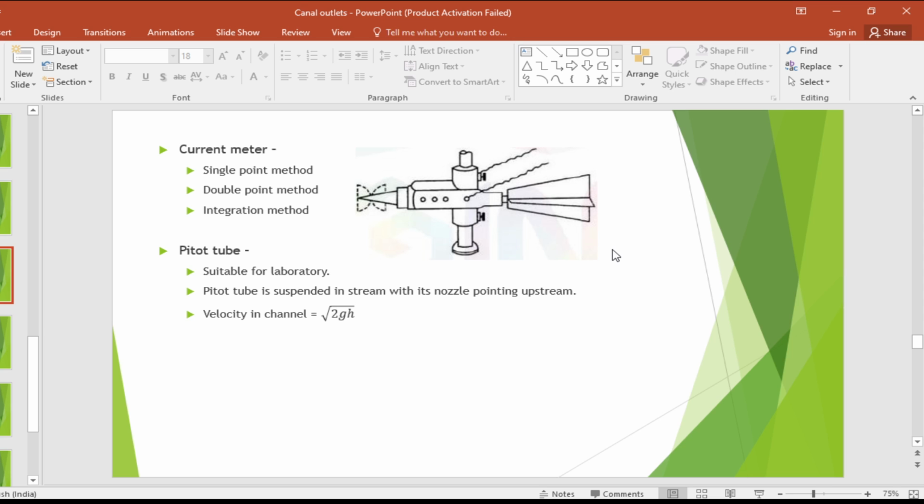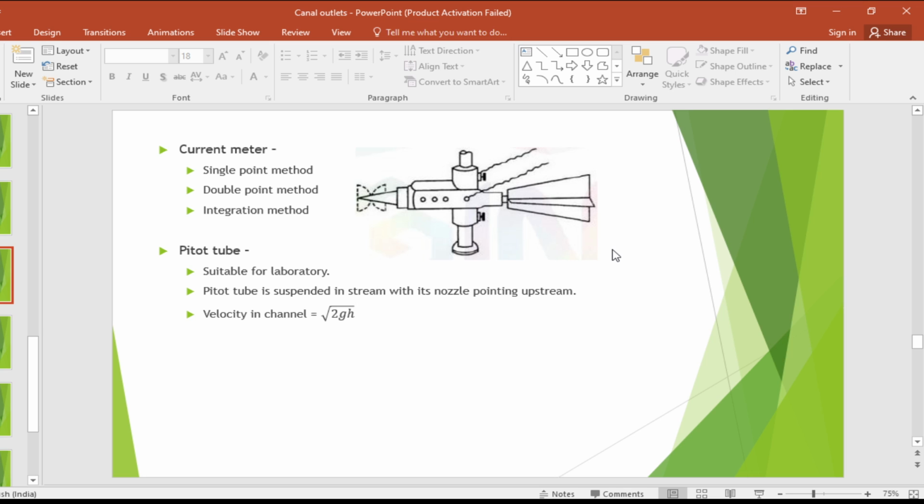Last, second last, is the pitot tube. Now this pitot tube method is suitable for laboratories because in the field the entrance of the tube may get clogged by the fine silt, so this method is used for laboratory only.